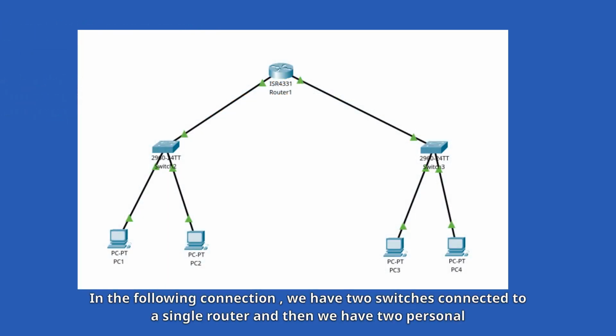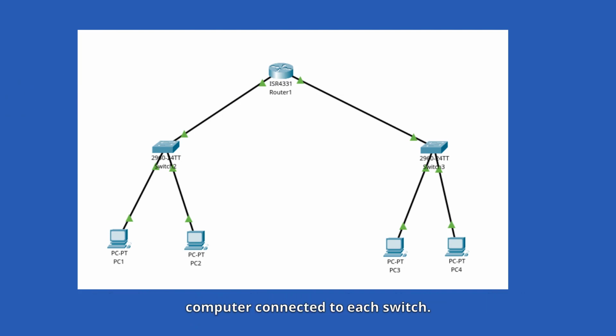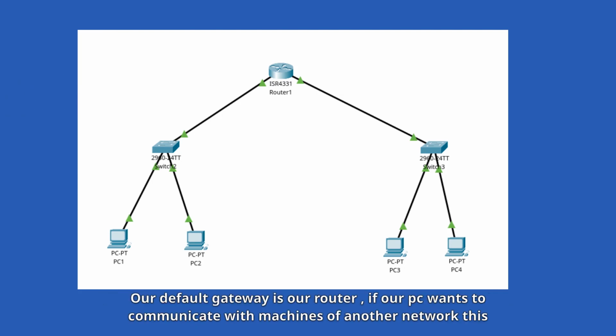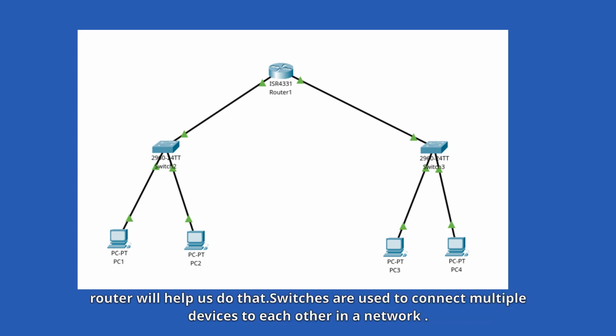In the following connection, we have two switches connected to a single router, and then we have two personal computers connected to each switch. Our default gateway is our router. If our PC wants to communicate with machines of another network, this router will help us do that. Switches are used to connect multiple devices to each other in a network.